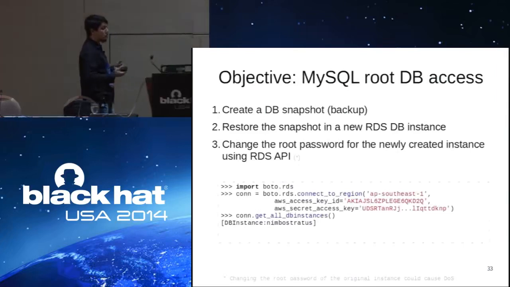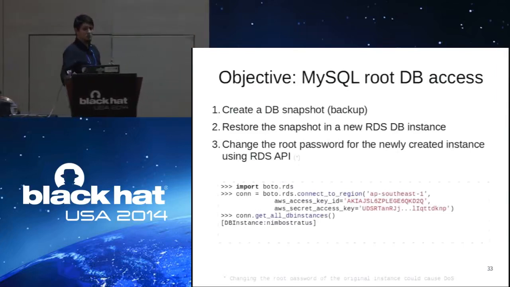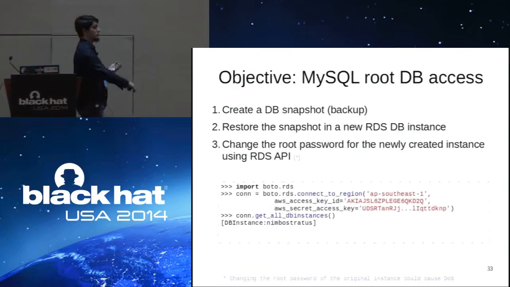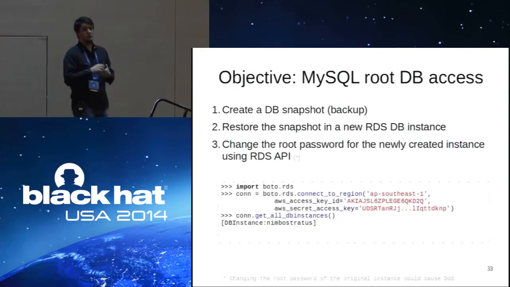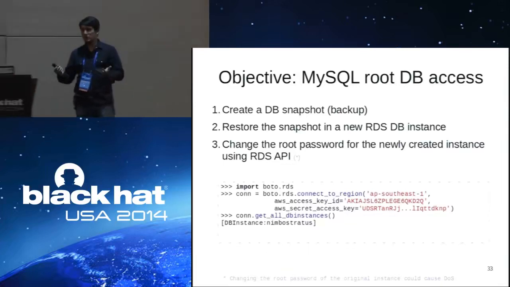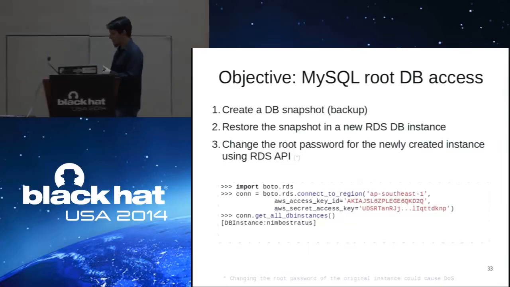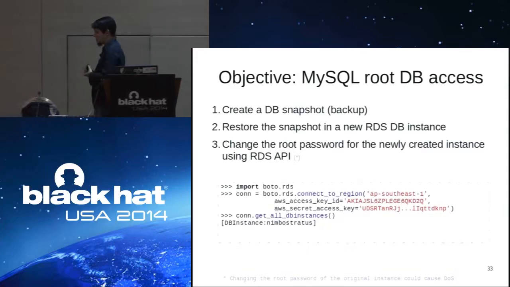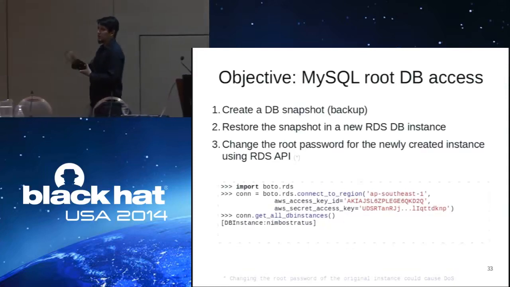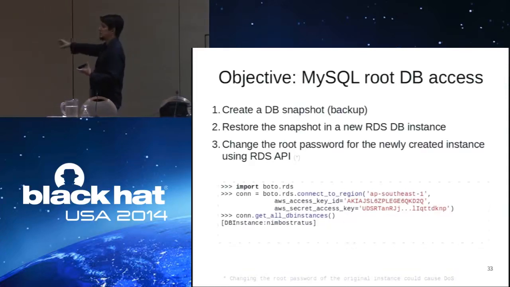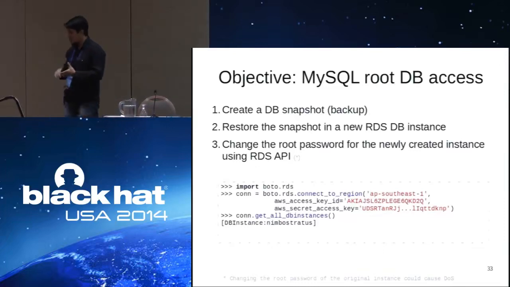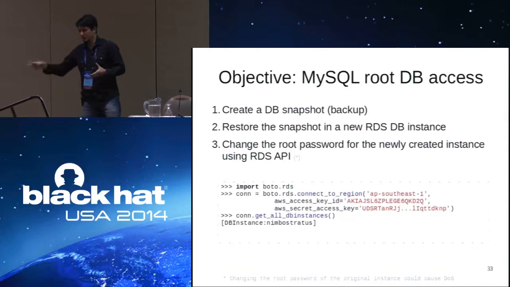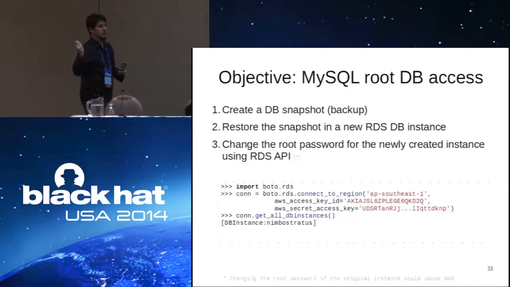So we could create a snapshot. We could restore that snapshot with a different name, also in RDS. And then, because RDS also provides you with that API, we could set the root password for that restored snapshot, which has all the information of the original one. We could set the password there and connect to it.